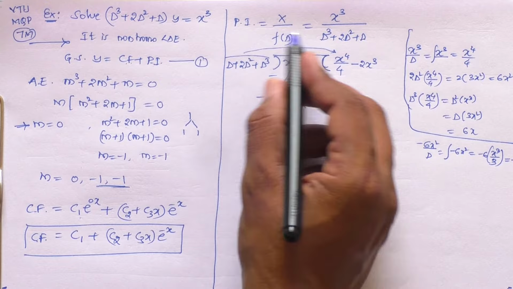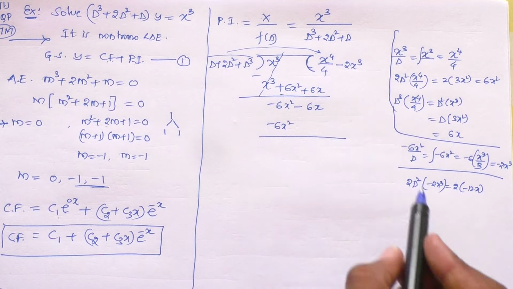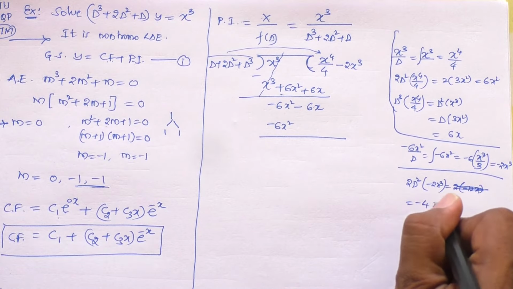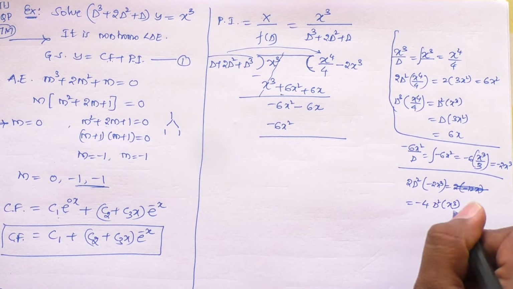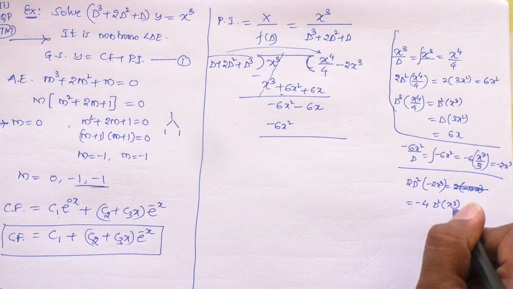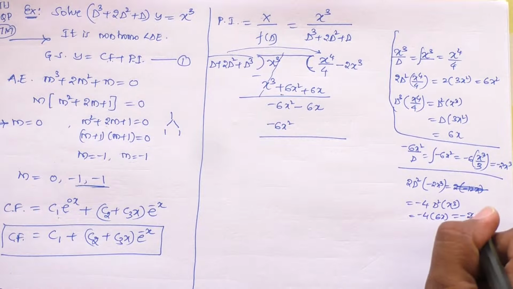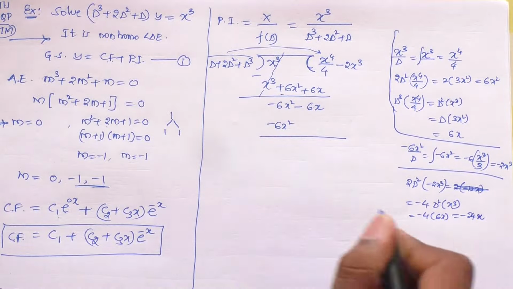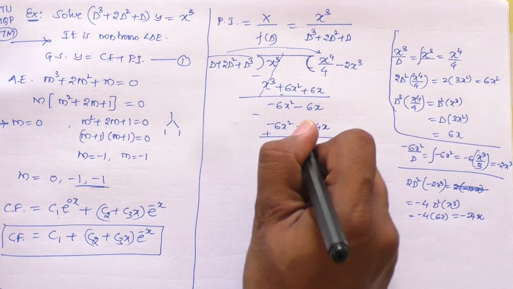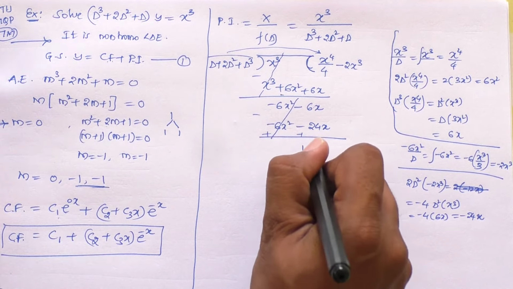When you multiply, D into minus 2x cube gives minus 6x square. 2D square of minus 2x cube means minus 4 into D square of x cube. D square of x cube is differentiating x cube twice: 3x square, then 6x. So minus 4 into 6x is minus 24x. Now subtract: minus of minus becomes plus, so the 6x square cancels. 24x minus 6x is 18x.